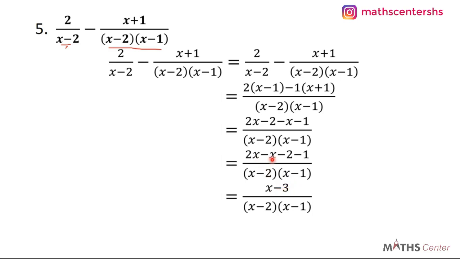Now 2x minus x will give us x. Minus 2 minus 1 will give us minus 3. You divide that by x minus 2, x minus 1. Now remember here that we can't cancel any further because there is no common factor here.